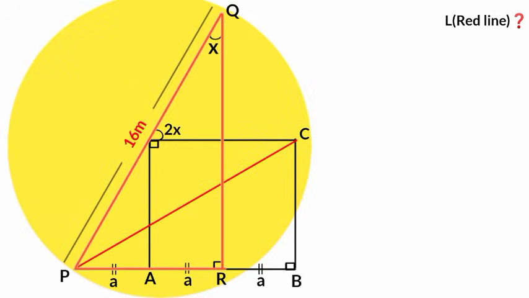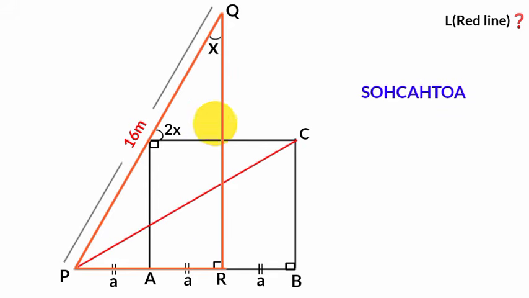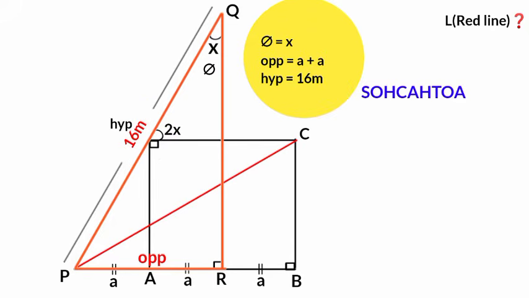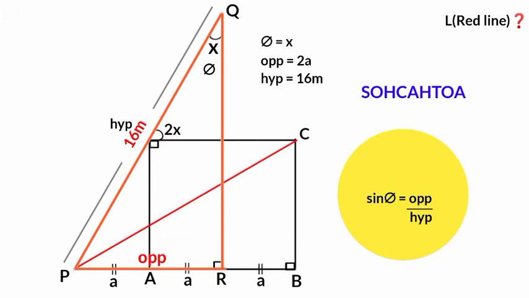Well, we start from this triangle PQR. Because of this right angle, it is a right angle triangle. So if you use SOHCAHTOA on it, taking this as theta, there is opposite and there is hypotenuse. Theta is x, opposite is a plus a, which is 2a, and hypotenuse is 16 meters. From here, SOH means sine theta equal to opposite over hypotenuse. If you substitute these values here now, sine x equal to 2a over 16 meters.